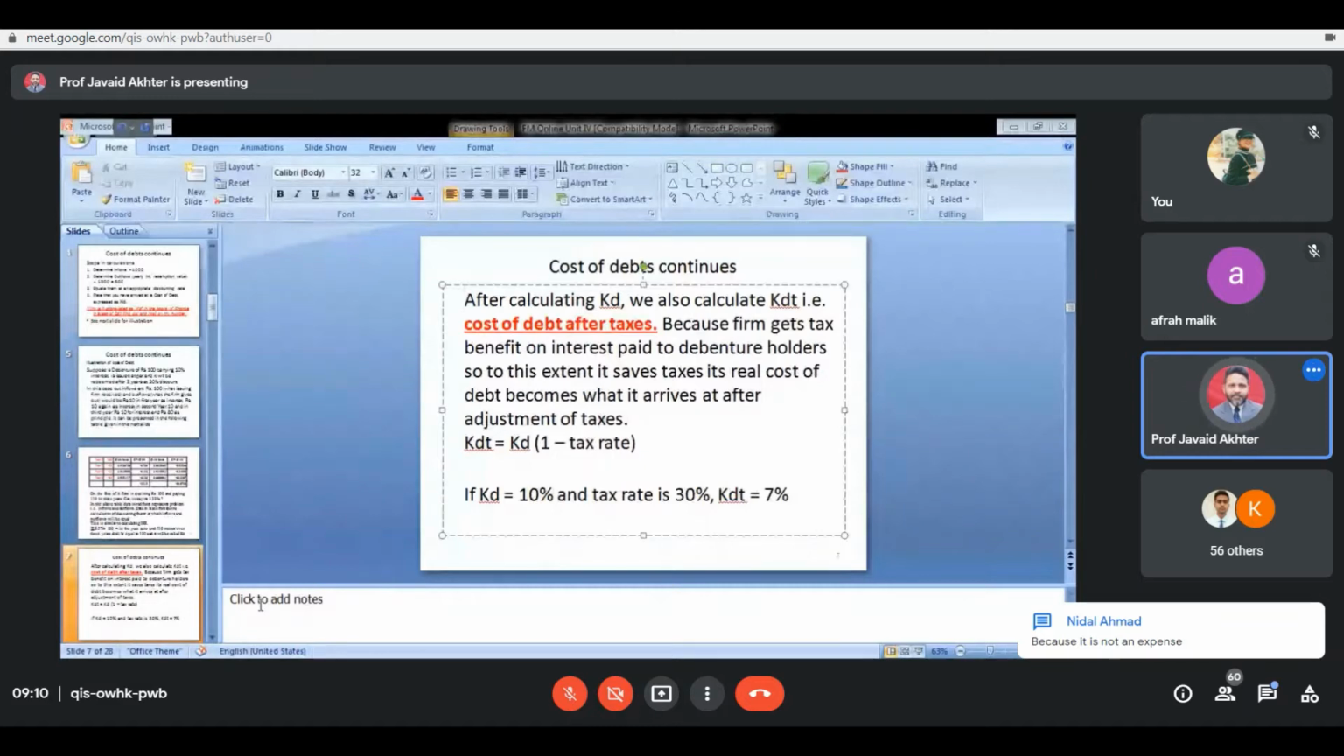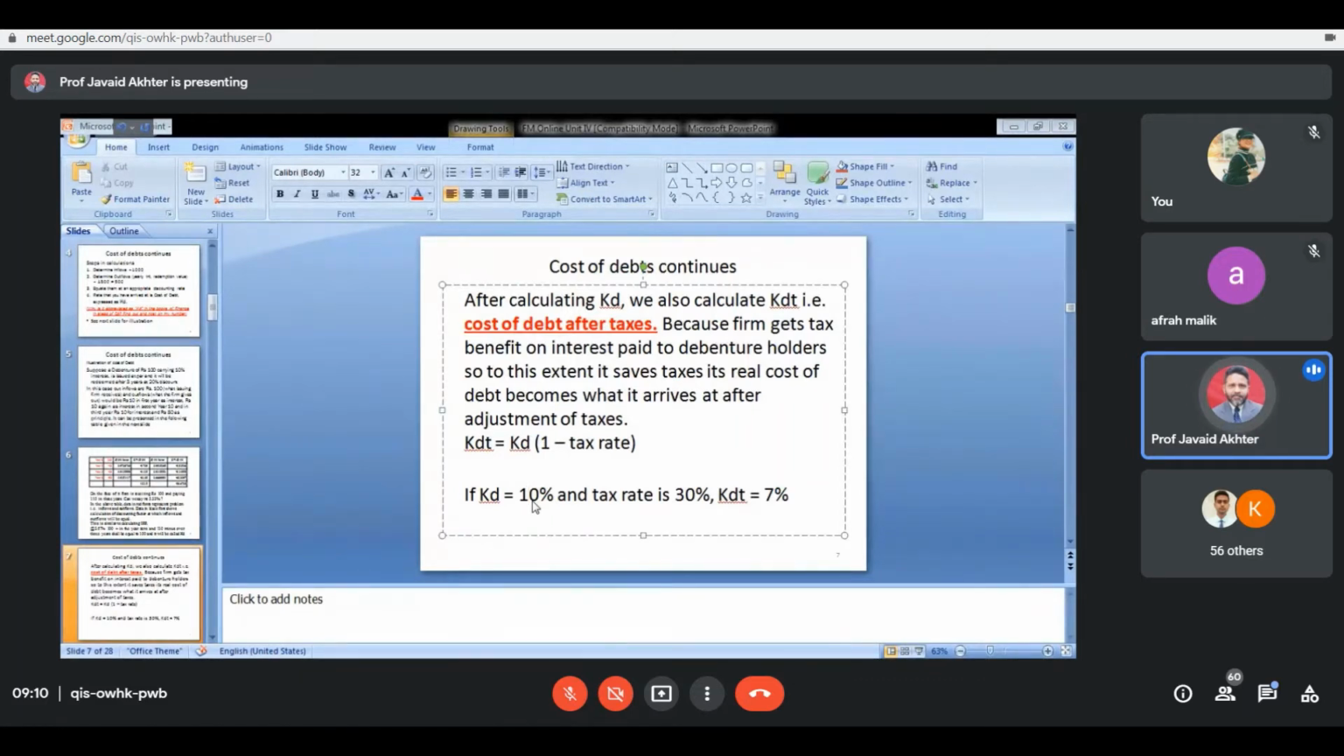The reason of KDT I have explained to you. Cost of debt after taxes. So what will be the decision? What will be the figure for decision making? Figure for decision making will be 7%, not 10%. If the tax rate is 30%, assuming that KD is 10, KDT would become 7.